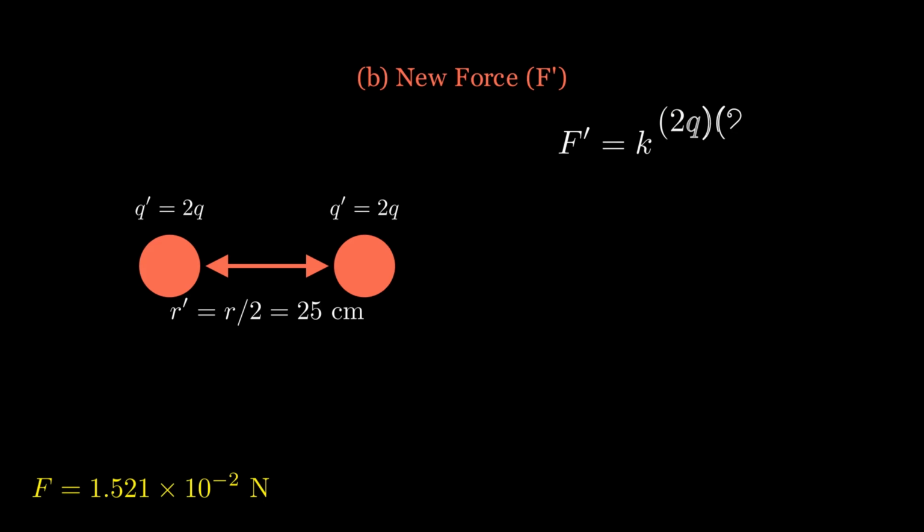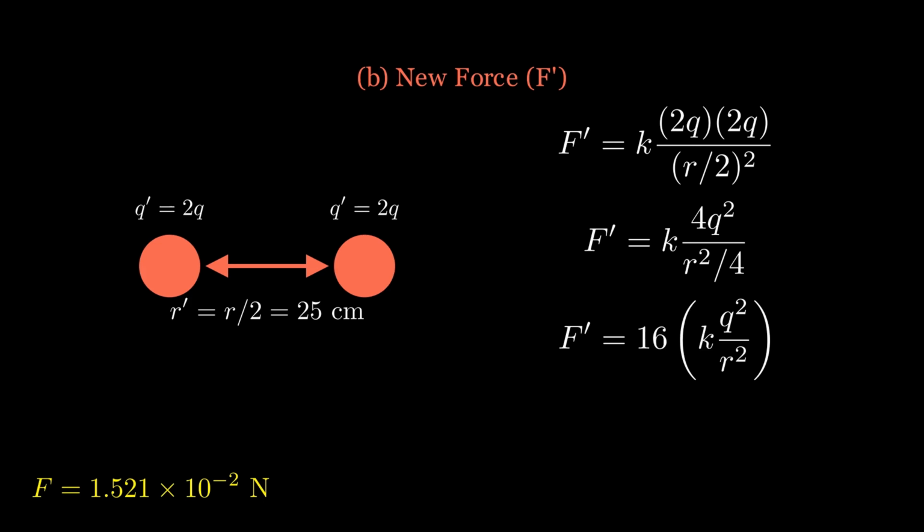In the numerator, 2q times 2q gives us 4q squared. In the denominator, r by 2 squared gives us r squared over 4. Dividing by a fraction is the same as multiplying by its reciprocal, so that 4 from the bottom comes to the numerator. We get 4 times 4, which is 16 times our original expression for F. So the new force is 16 times the original force.